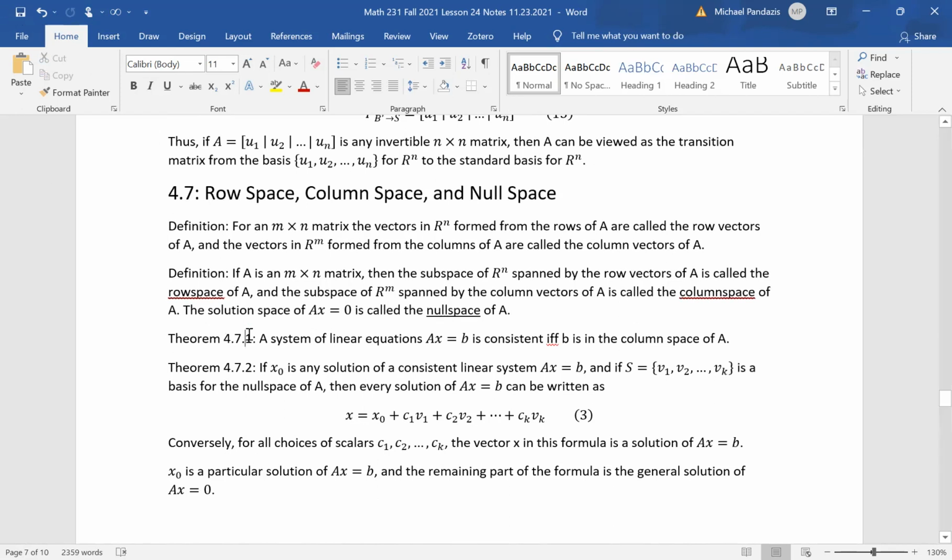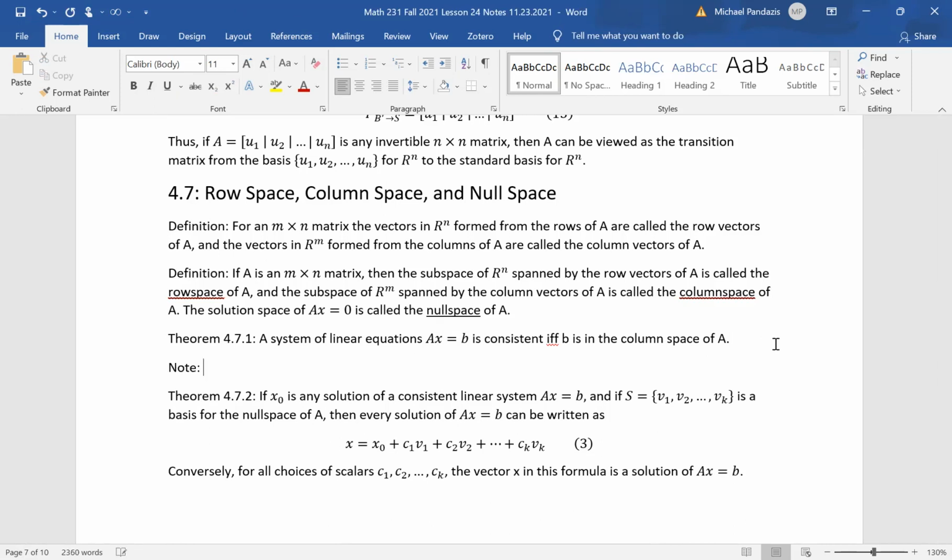Okay, so next is theorem 4.7.1. A system of linear equations AX equals B is consistent if and only if B is in the column space of A. Saying that AX equals B has at least one solution, or is consistent, is equivalent to saying that B is in the column space of A, or that B is in the span of the columns of A. That's because A times X is a linear combination of the columns of A.